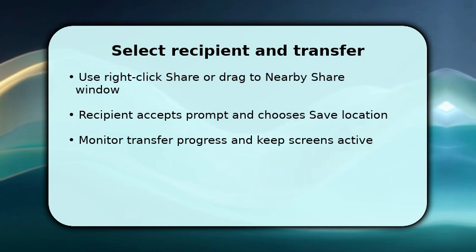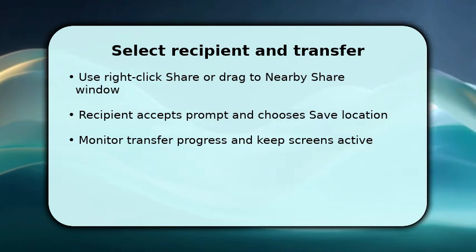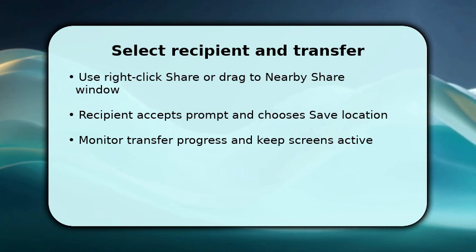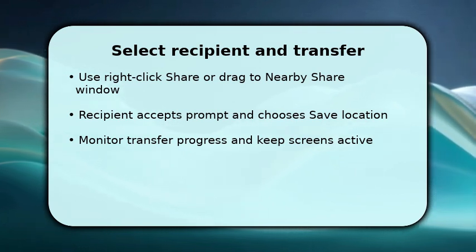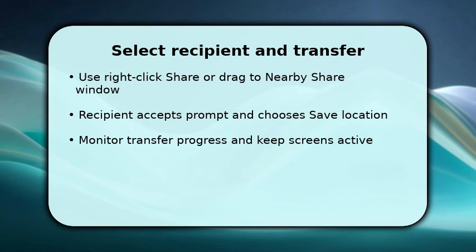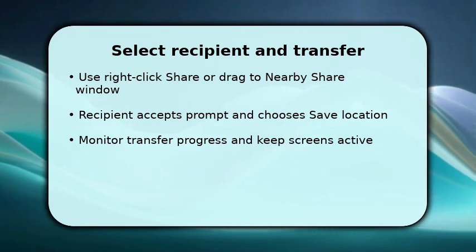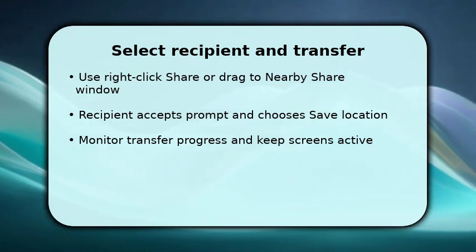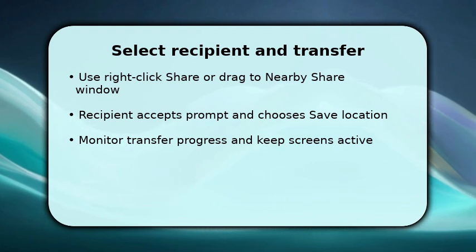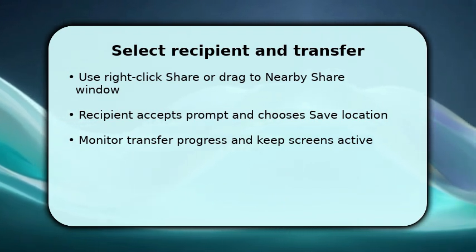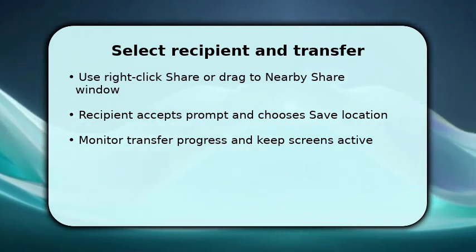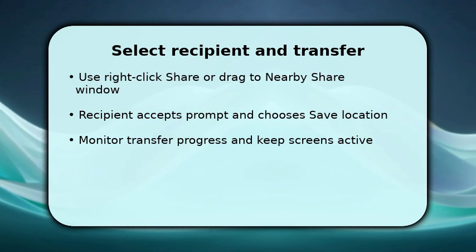The recipient will get a prompt, accept it, and select a folder to save into or allow default downloads. Transfers usually use Bluetooth for negotiation, then switch to Wi-Fi direct or local hotspot for speed. Make sure both devices stay within range and avoid heavy network changes while the transfer progresses for reliability.